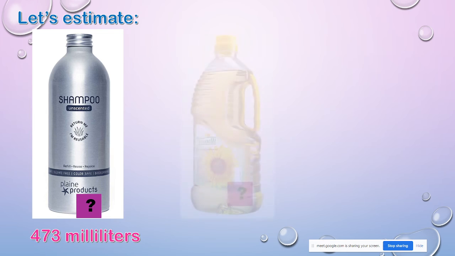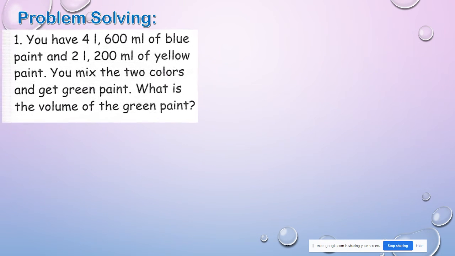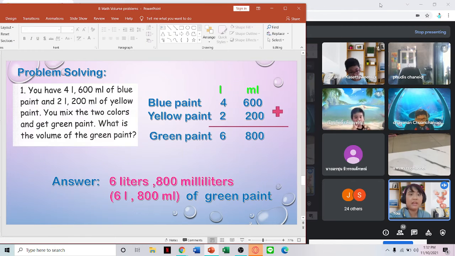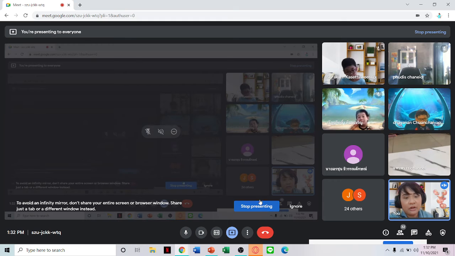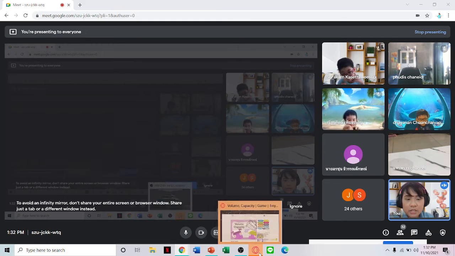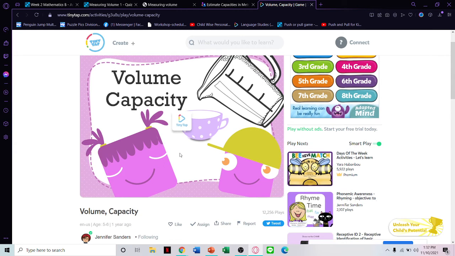Okay. All right. Now, today we will be having some problem solving. But wait, I have a game about estimation and containers. Okay. Where is it? Okay, now this one first. Okay. Turn off your microphone first. Turn off your microphone.